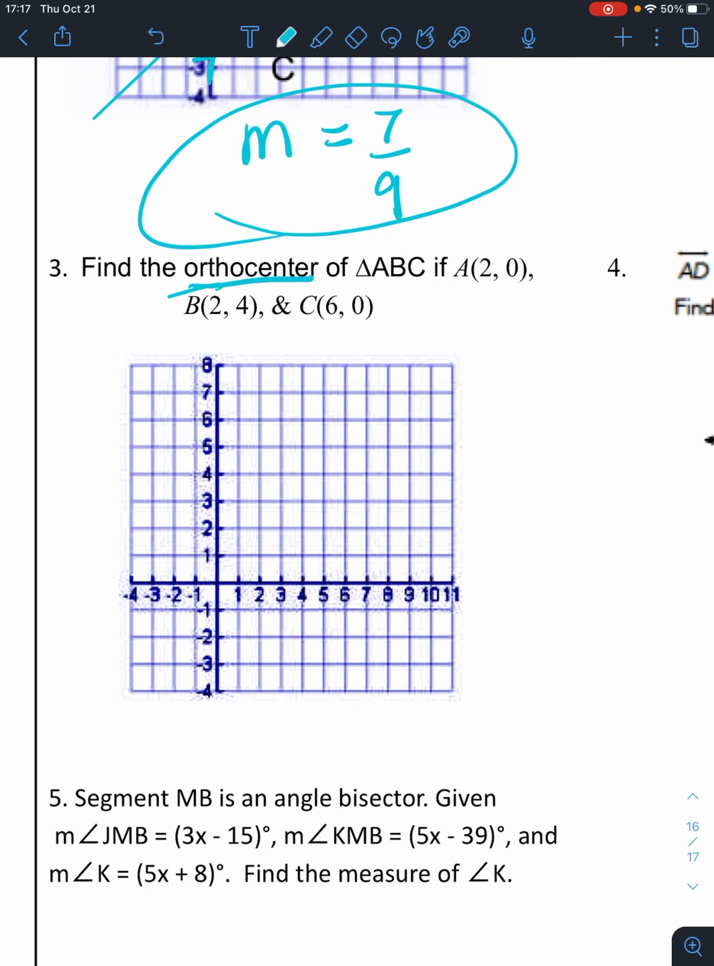Okay, so find the orthocenter. Orthocenter means altitudes.